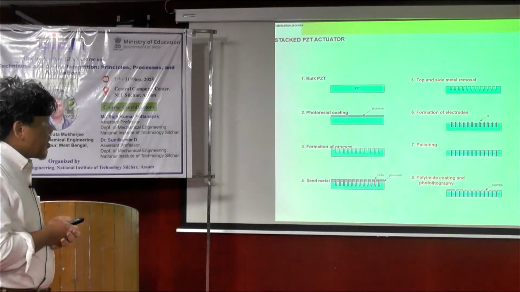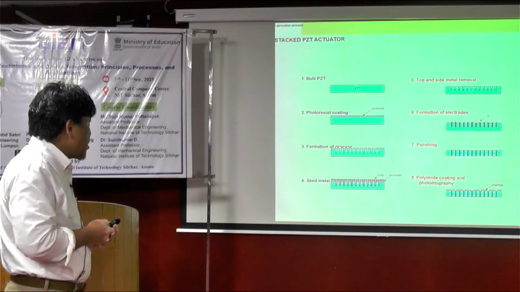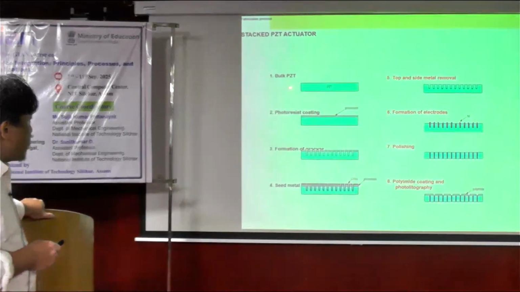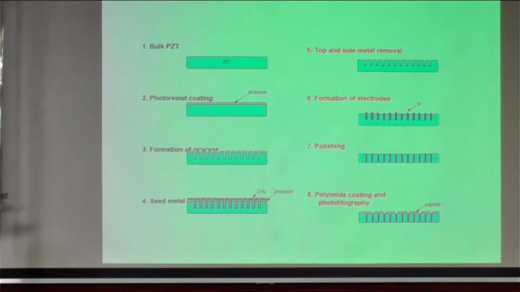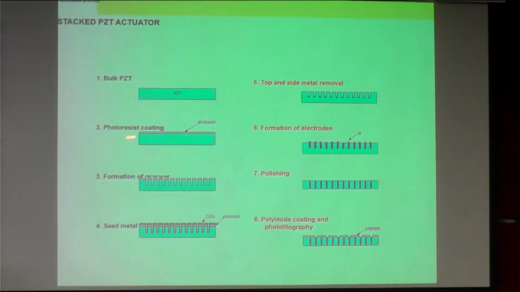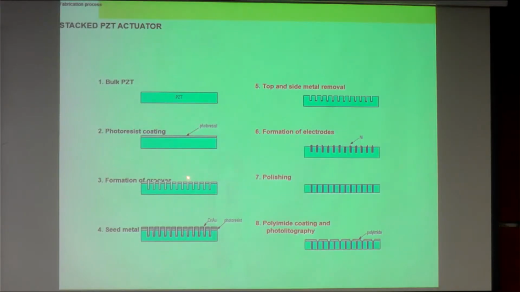So now the process of fabricating the PZT actuator, the piezoelectric actuator. The process begins with the bulk PZT, then the photoresist coating on the top of this PZT substrate, then formation of a groove. The groove is made using mechanical dicing, which removes material with a 30 micrometer width dicer blade.